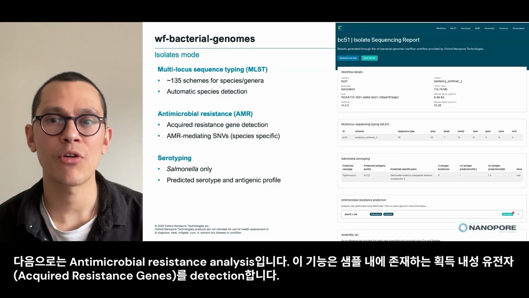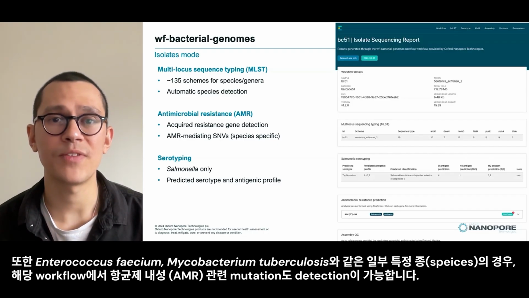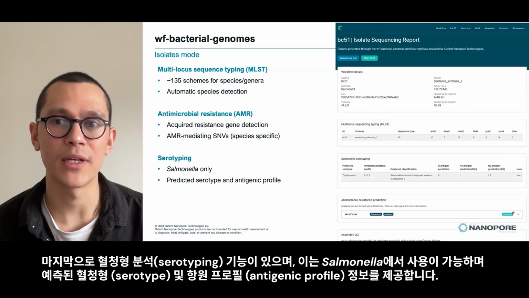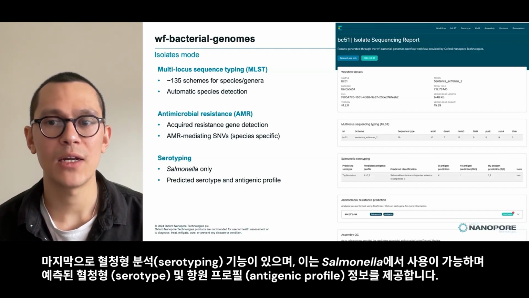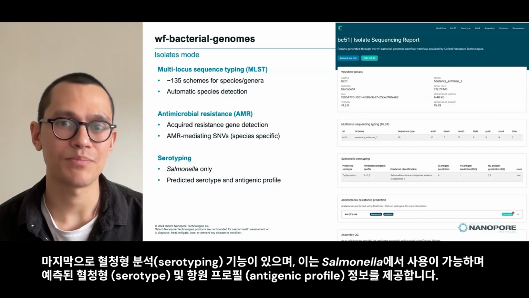Next, we have antimicrobial resistance analysis. This will detect the presence of acquired resistance genes associated with AMR in your research samples. For a select number of species, such as Enterococcus faecium or Mycobacterium tuberculosis, the workflow can also detect AMR-mediated mutations. Finally, we have serotyping. This is available for Salmonella and will provide information on predicted serotype and antigenic profile.